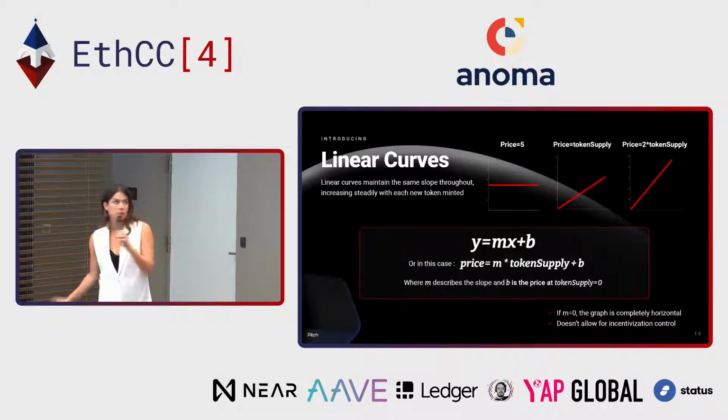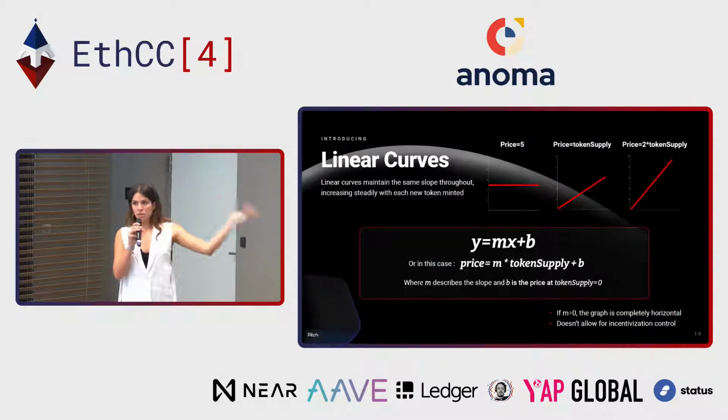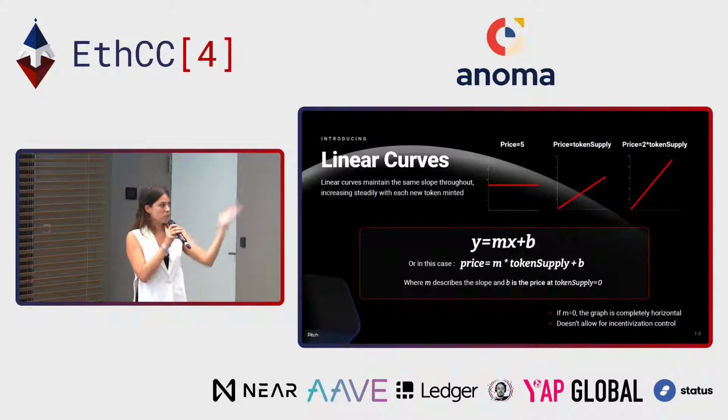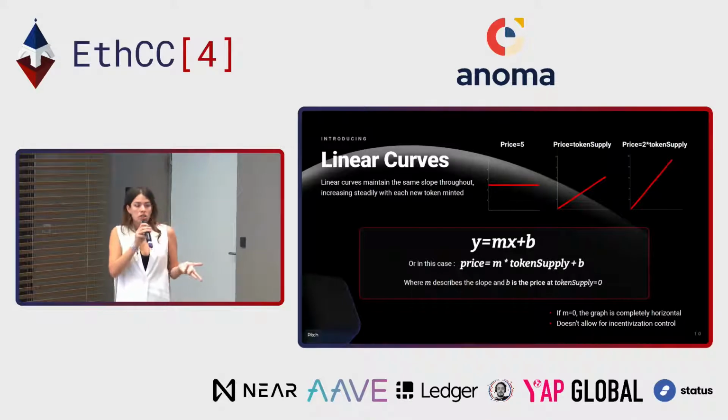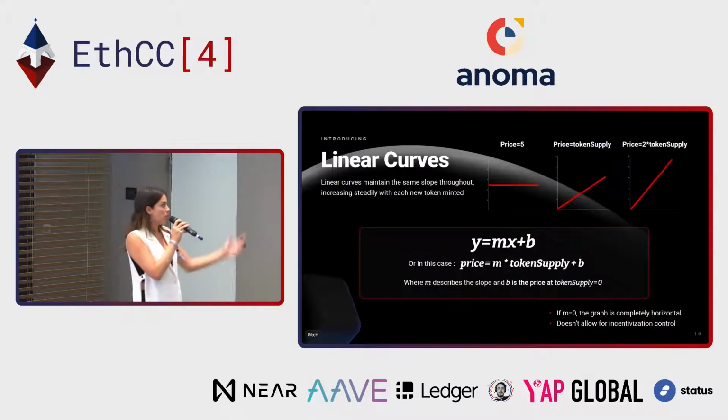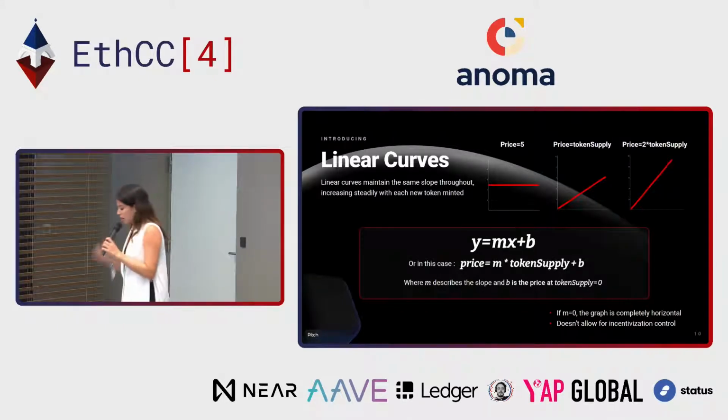So first off, we'll start with the most basic, linear curves. Go back to algebra 1, y equals mx plus b, or the price equals the slope times the token supply plus wherever it starts out. It's very simple to launch. It doesn't give you very much control over what you want to accomplish. You can do it, but unless you have a good reason as to why you'd want to do it, I don't know if it makes the most sense, but it is simple, and it's a nice place to start.